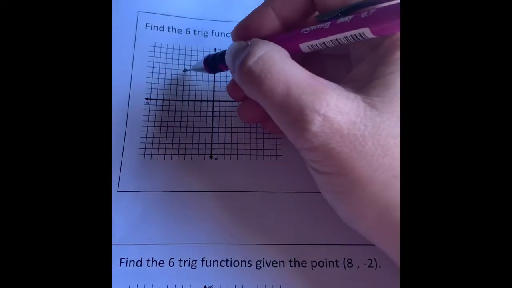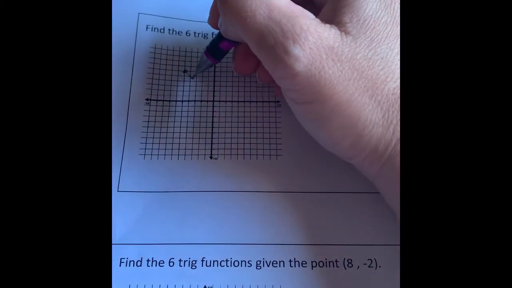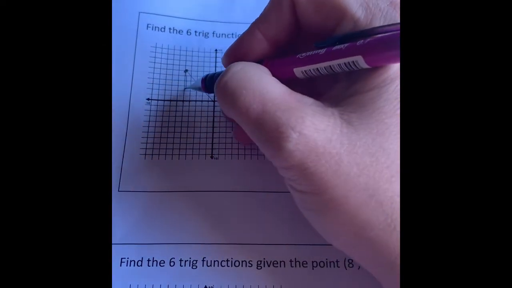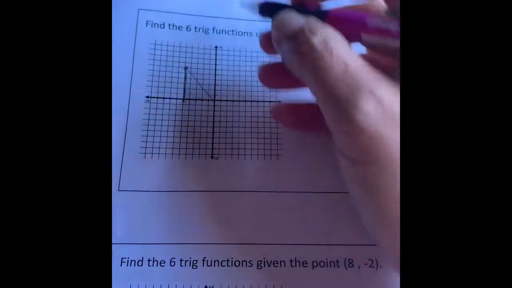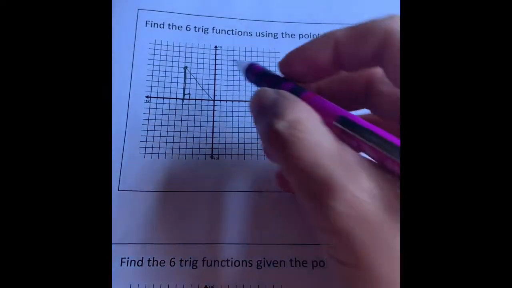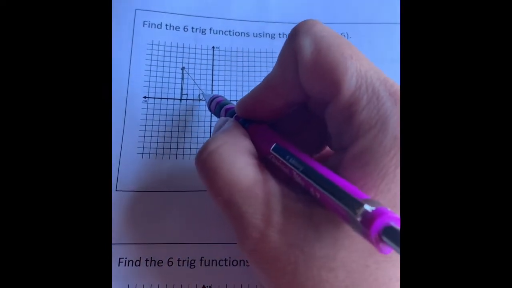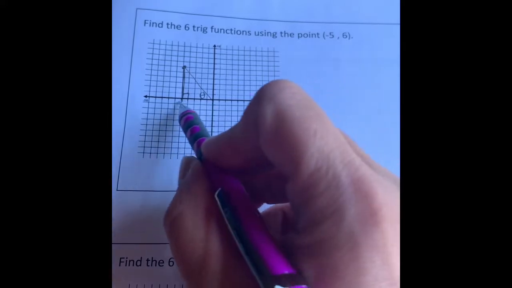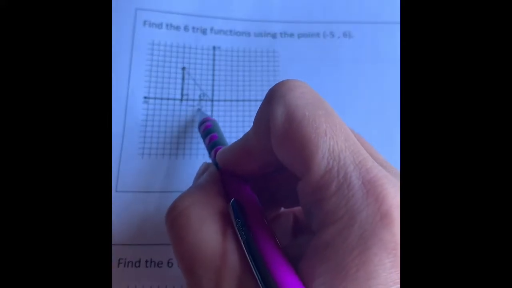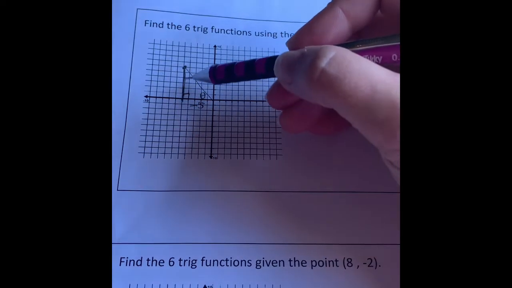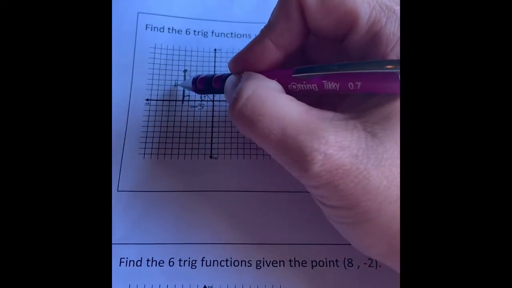So I'm going to connect that point to the origin. And I'm going to connect that point to the x-axis. And that creates my right triangle. I'm going to put theta where the origin is at. And then I'm going to start labeling my sides. Well, this side I had to travel -5. This side here I had to travel a +6.